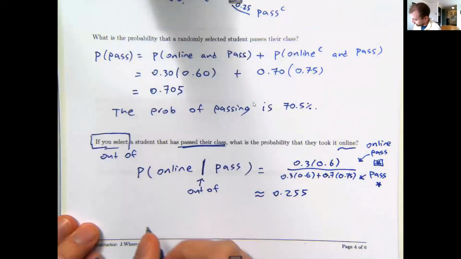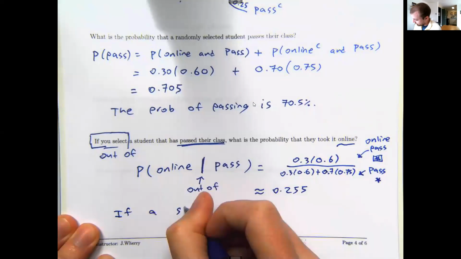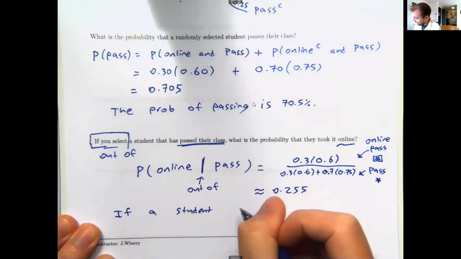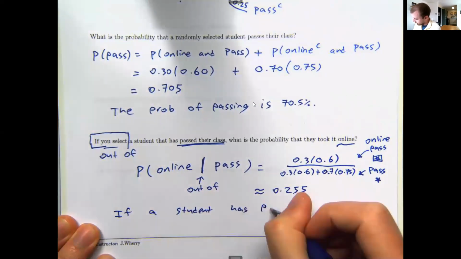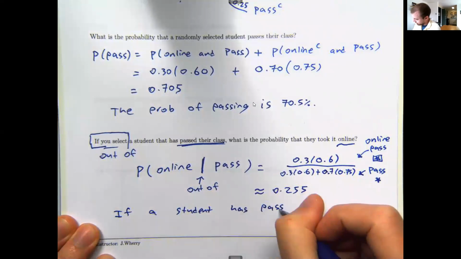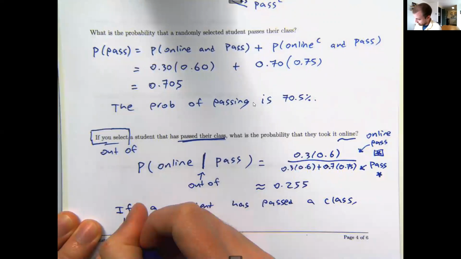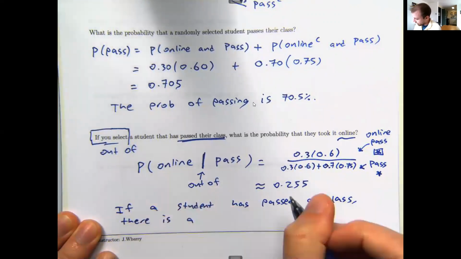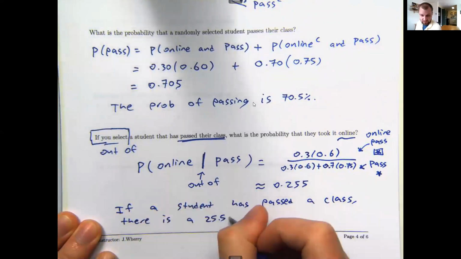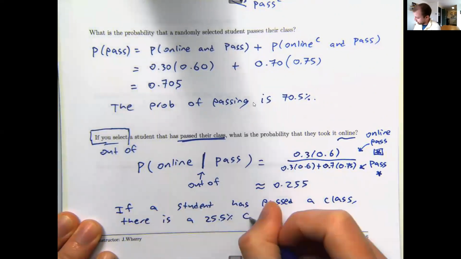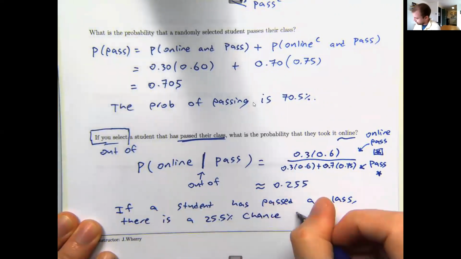So if the student has passed a class, there is a 25.5% chance they took it online.